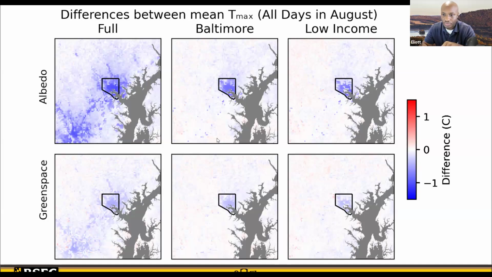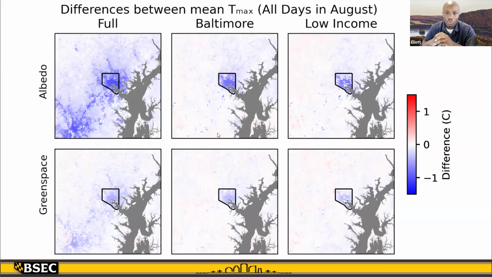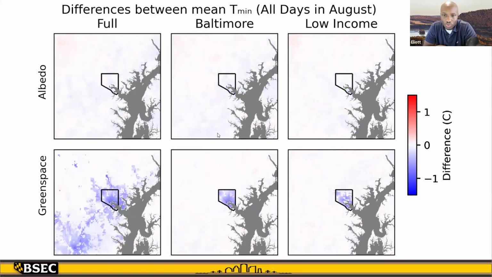However, when we shift to Tmin, the story essentially flips, where albedo doesn't seem to make much of a difference. However, green space is much more effective at nighttime. So this brings up some very interesting trade-offs if you want to reduce Tmax or Tmin, especially when we think in terms of heat exposure.